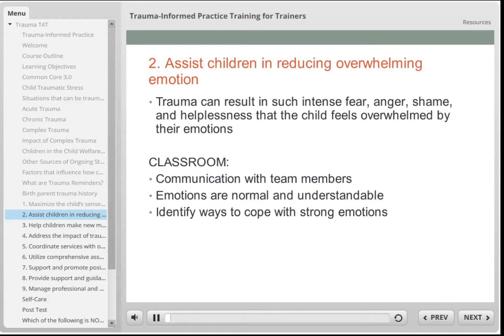Number 2, assist children in reducing overwhelming emotion. Trauma can result in such intense fear, anger, shame, and helplessness that the child feels overwhelmed by their emotions.